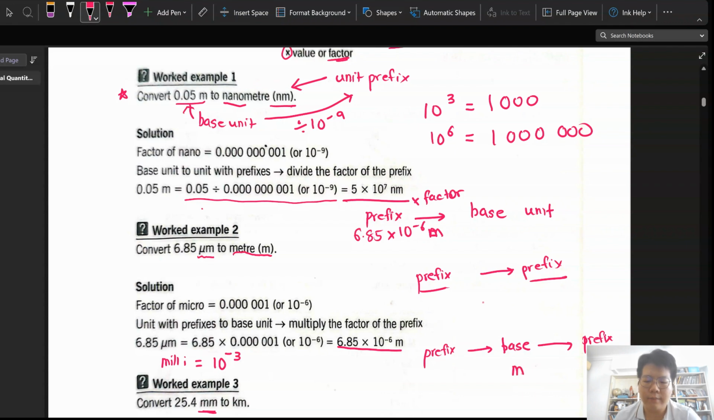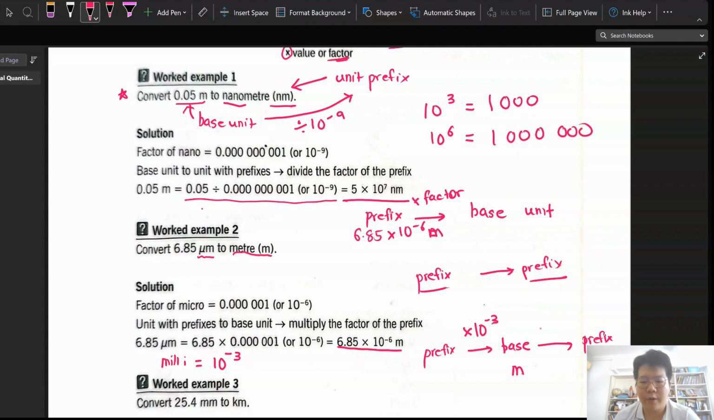If we are converting from a prefix into a base, do we multiply or do we divide? We will actually have to multiply. So in this situation, we want to multiply by the factor. Since the prefix given here is milli, the factor that we want to multiply by is 10 power minus 3.